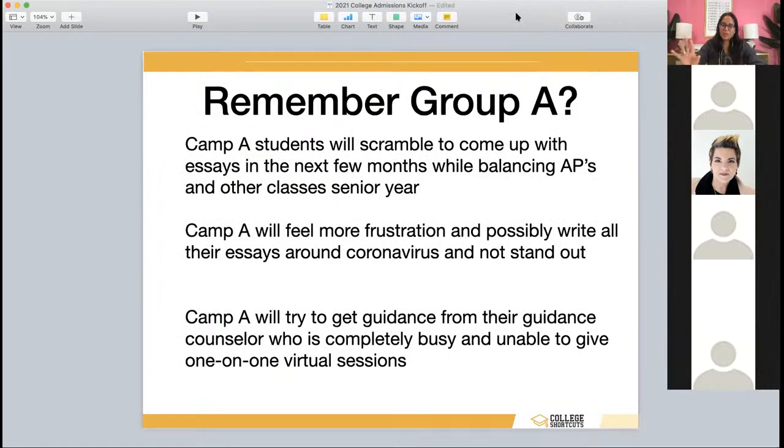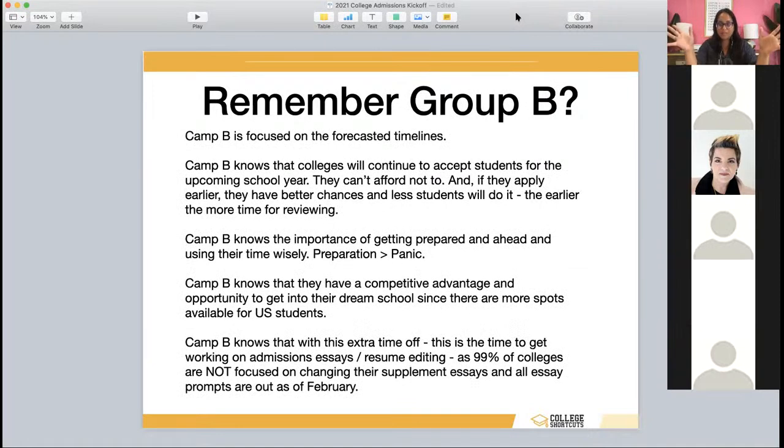But remember, I was talking about earlier about Group A. So Group A, again, is this camp of students that will scramble up with coming up with their essays in the next few months, trying to balance their APs and their senior classes. They're going to be frustrated. They're not going to be able to write all their essays properly, and they're going to be having a hard time standing out. These camps typically will try to get guidance from their counselor who's already too busy. That's Group A.